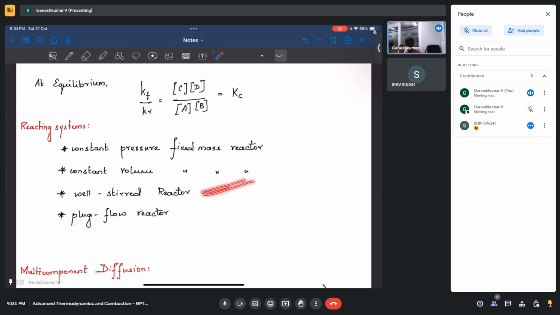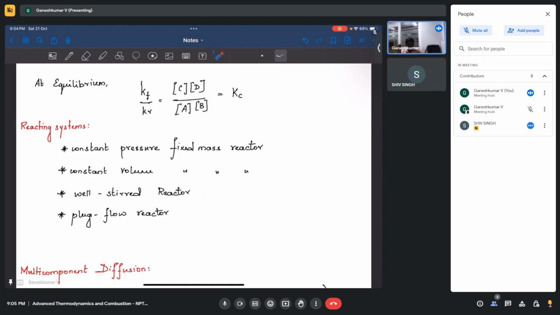And the well stirred reactor, why do you use it? It gives homogeneous mixing. It is a homogeneous charge, right, and it is also going to tell us what the product compositions are at the exit. Those things you can get.